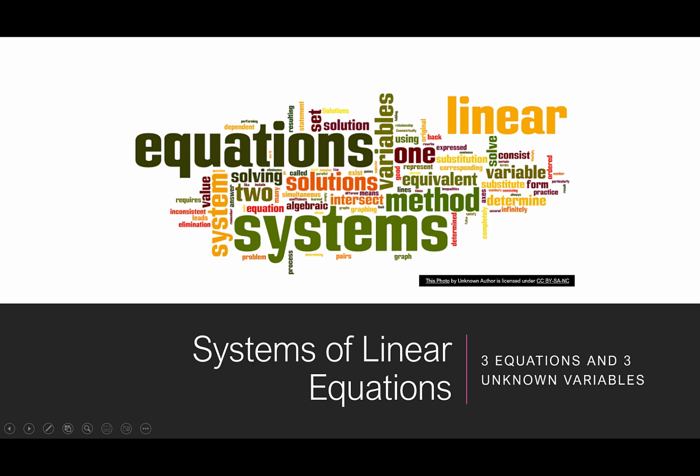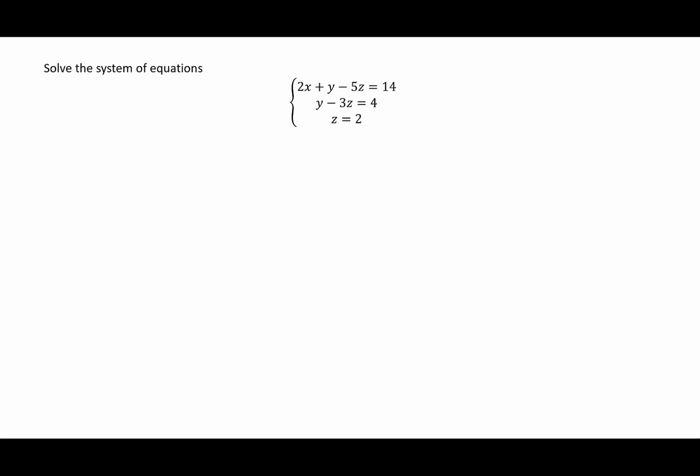Hi everybody, today we're going to talk about systems of linear equations, and this time we have 3 equations and 3 unknowns. So pretty much what you're going to see with 3 equations and 3 unknowns is that we add the variable z to our system of equations. So I'll have an x, I'll have a y, and I'll have a z.